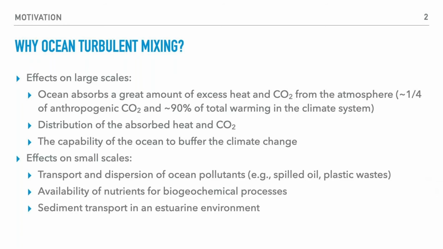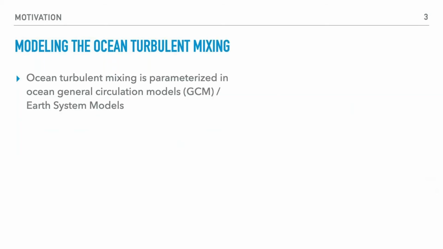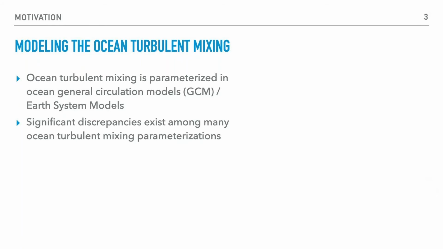On the smaller scale, ocean turbulent mixing affects the transport and dispersion of ocean pollutants, such as spilled oil and plastic waste. It also affects the availability of nutrients for the biogeochemical processes, as well as the sediment transport in an estuarine environment. So we know that ocean turbulent mixing is a small-scale process, and it's not resolved in the ocean general circulation models or Earth system models. So their effects have to be parameterized.